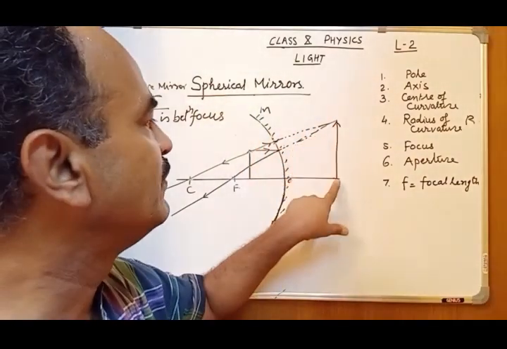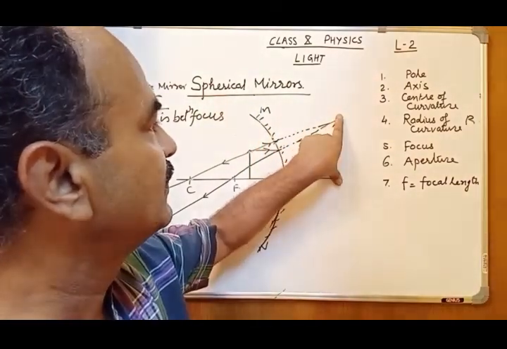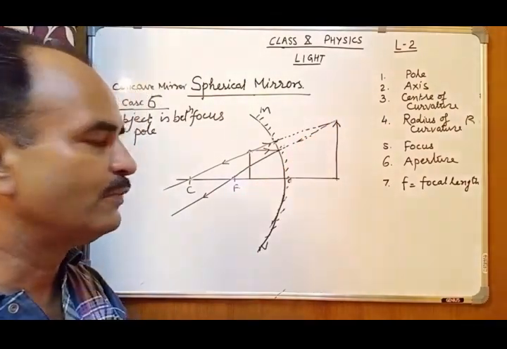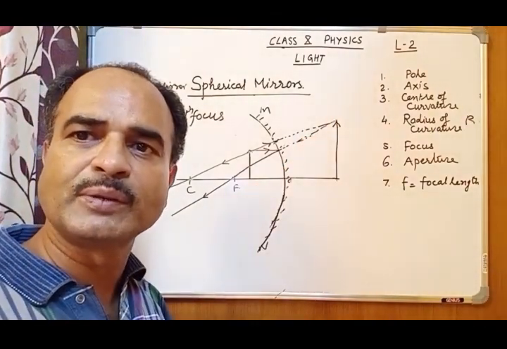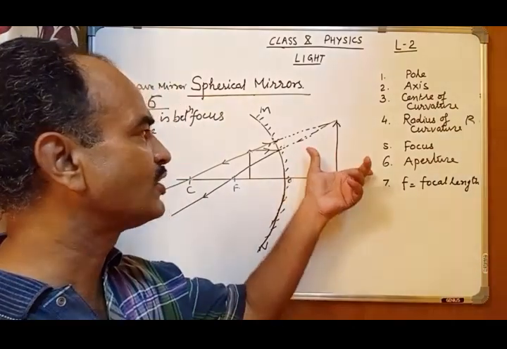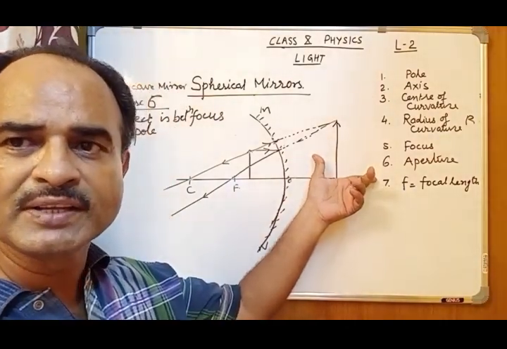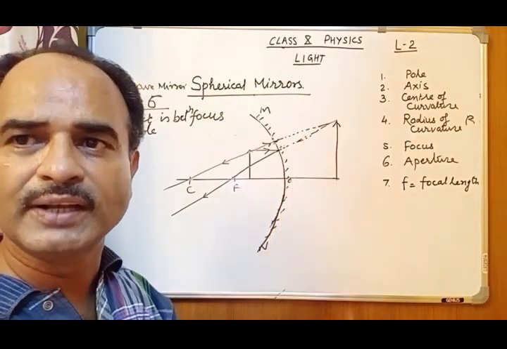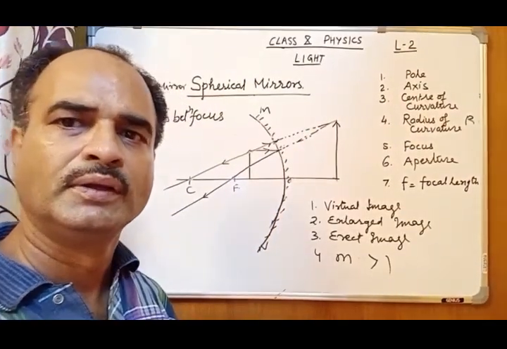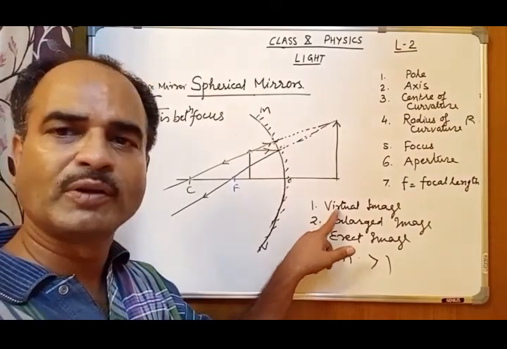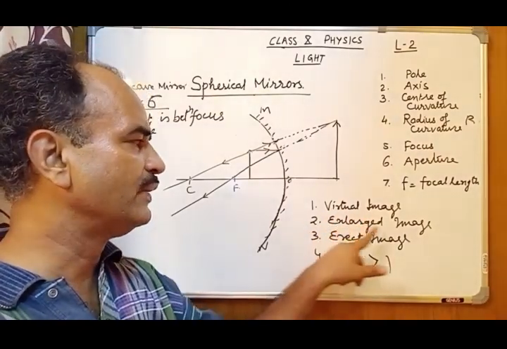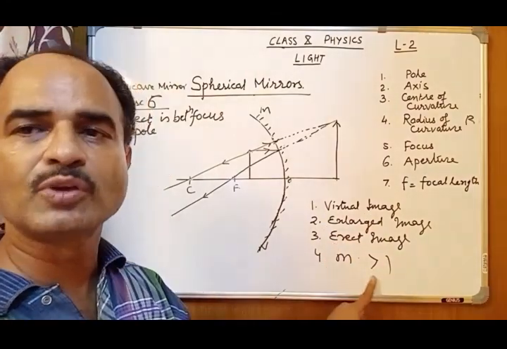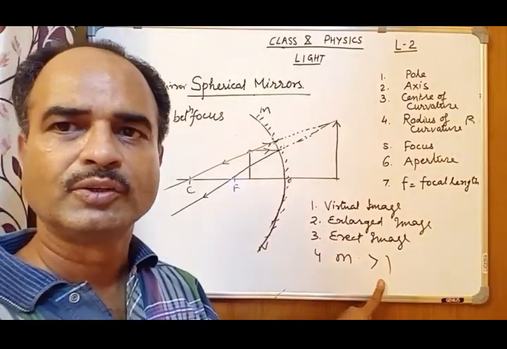So here the image will be formed, a bigger image. This is an enlarged image, but it is not a real image. This is always a virtual image, a magnified image, an erect image. M is always greater than 1. This will be a virtual image. Secondly, it will be an enlarged image. It is an erect image, and M is always greater than 1.